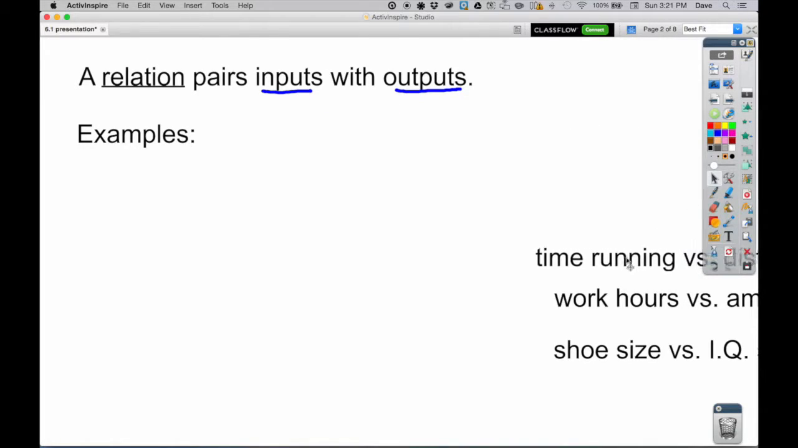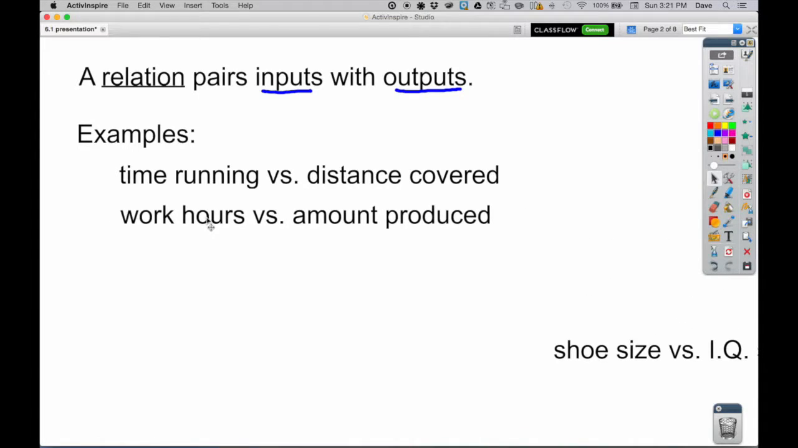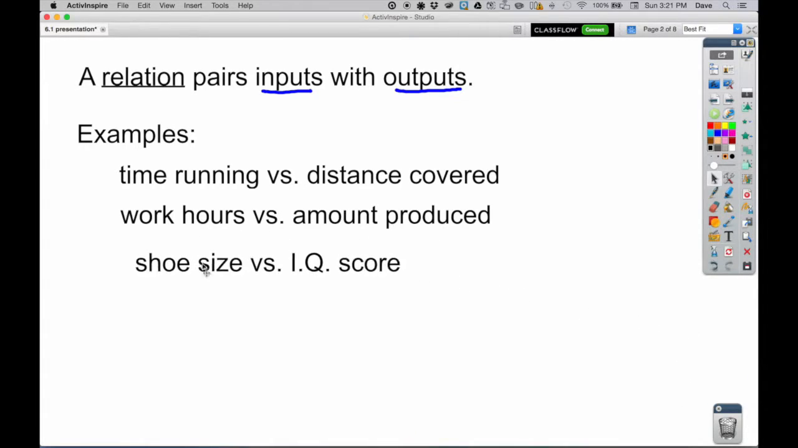Let's say you're doing some experiment and you pair the time running, like the elapsed time of a run, versus the distance covered. The moment you link those two sets of numbers together, you've created a relation, or a relationship. If I take the number of work hours and compare it to the amount of work produced, again, I've created a relation. If I take your shoe size and compare it to your IQ score, I've created a relation. Anywhere I've paired input numbers with output numbers, that's considered a relation.